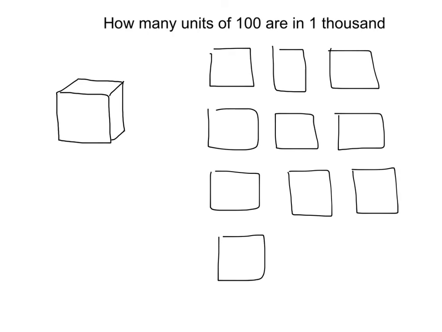How many units of 100 are in 1,000? This cube represents the 1,000, and each of these large boxes represents the 100. So if all of these big boxes, each worth 100, were put together, they would make this cube, which is worth 1,000. So there are 10 units of 100 in 1,000.